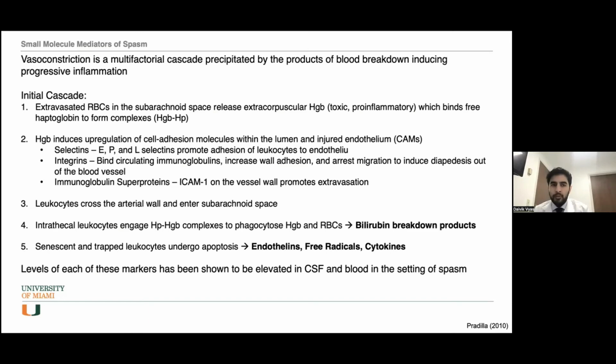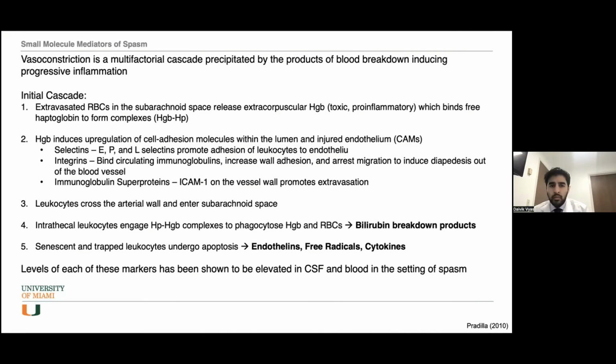That'll bind up free haptoglobin, which binds to hemoglobin within systemic circulation as well, to form these hemoglobin-haptoglobin complexes. Additionally, though, that free hemoglobin within the subarachnoid and intrathecal space will induce upregulation of a lot of cellular adhesion molecules within the exposed arterial lumen and the injured endothelium. And there are really three categories of molecules that we care about here.